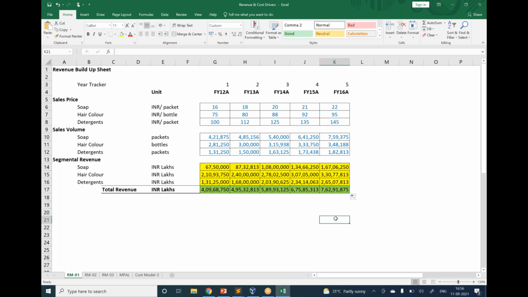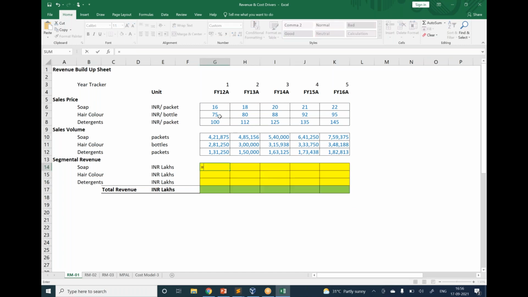You have to be very careful here. I know a lot of you will make mistakes. They have asked the answer in lakhs. What am I supposed to do? I have to represent the data in lakhs. So it will be equals 16 rupees into 4,21,875 divided by 10 to the power of 5. So it is 68 lakhs. This is the correct answer.